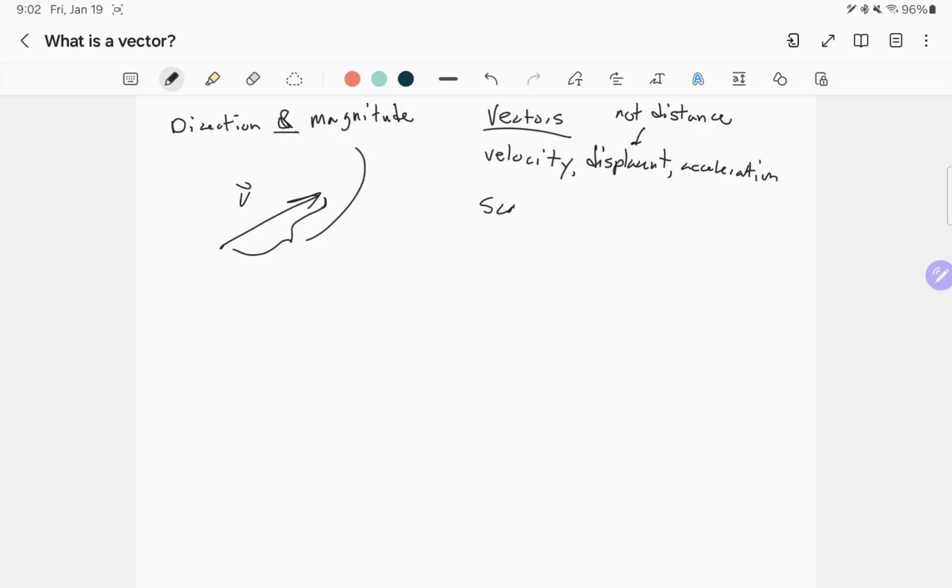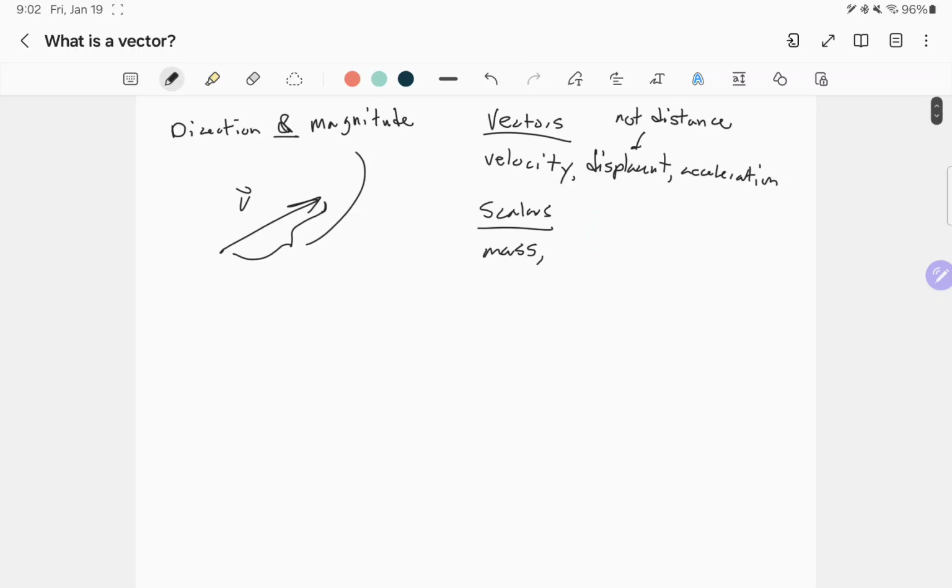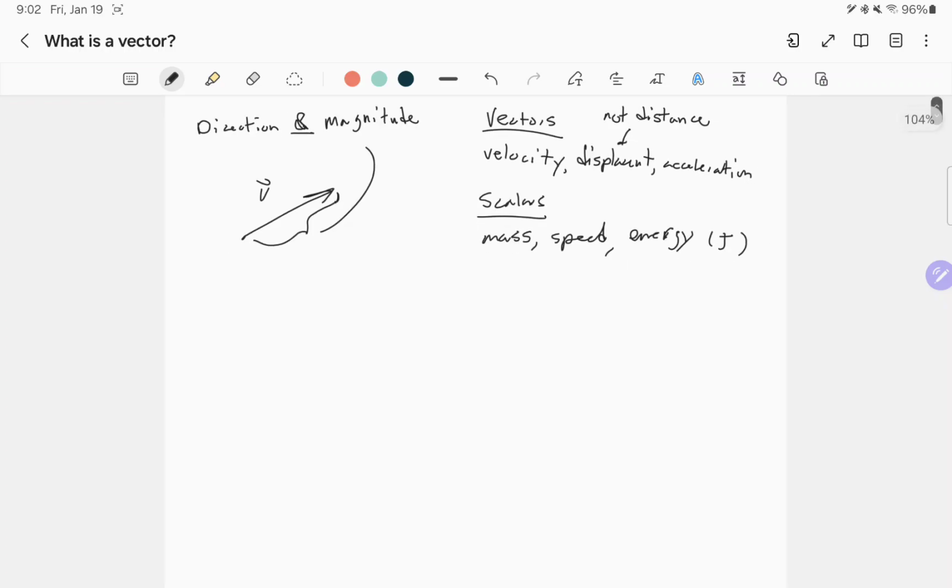So what are some scalars then? Scalars are something with just a number attached to it. So that would be like mass, so like how massive something is. And then you also have speed, which is not to be mistaken with velocity, because speed is the magnitude of velocity. But speed doesn't have a direction, so it's not a vector. And then you would also have something like energy in physics, but you don't really need to know this one in math. Energy is measured in joules, and it does not have a direction, it's just a value.